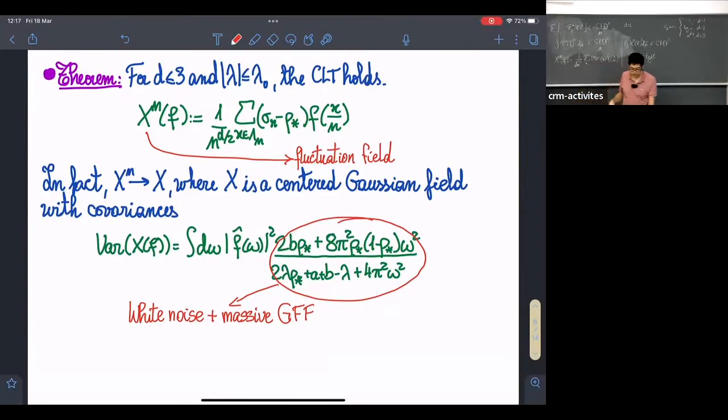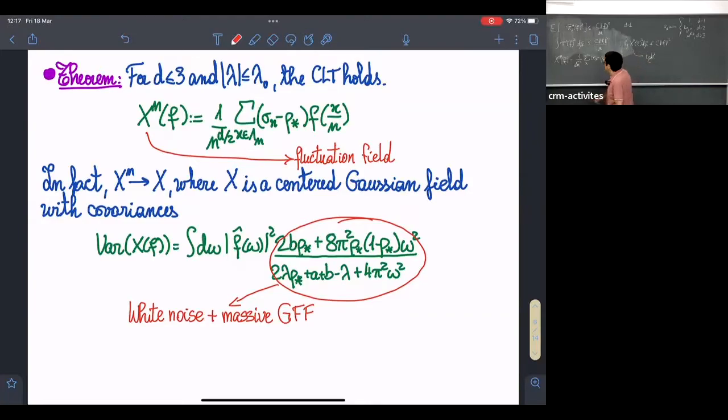It's a very strong condition. Sorry, Milton. Yes, a question. I was wondering, maybe you said it, I missed it. How are these two white noises and massive Gaussian free field coupled? I mean, are they independent?